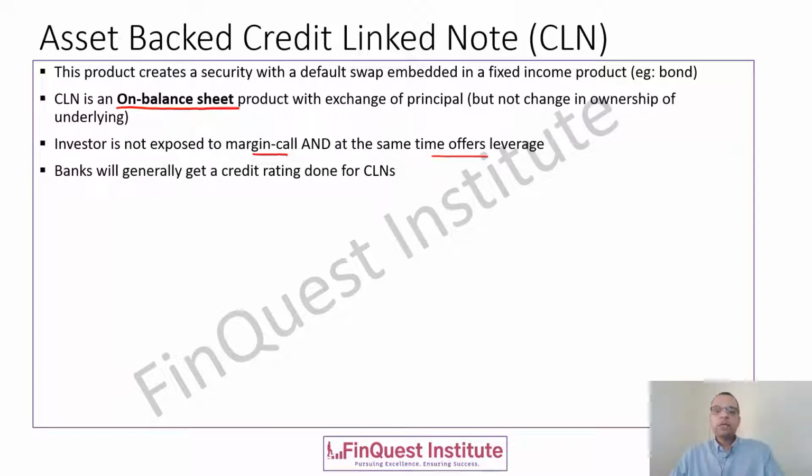Because whenever you have a certain product which has been given a rating by a certain credit rating agency, that improves the perception of that product in the minds of investors, and there is a larger probability that the investor will purchase the product. So that's why banks will always try to improve the chances of that product being subscribed by the investor through getting them rated by a proper rating agency.